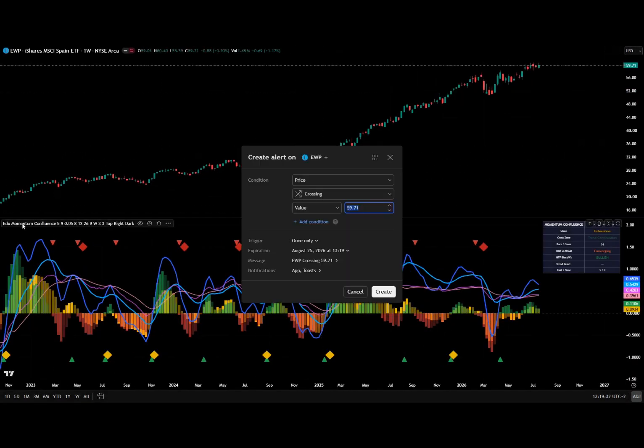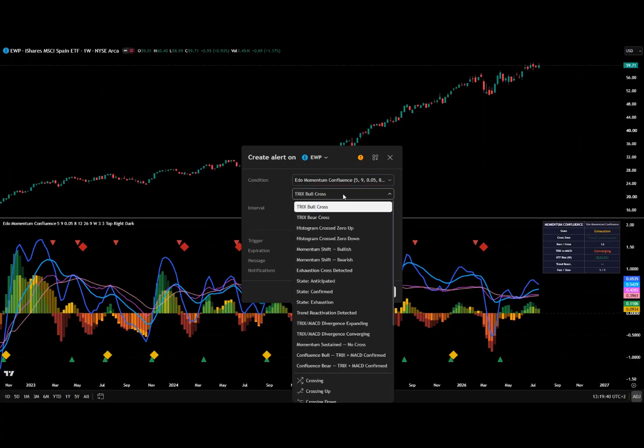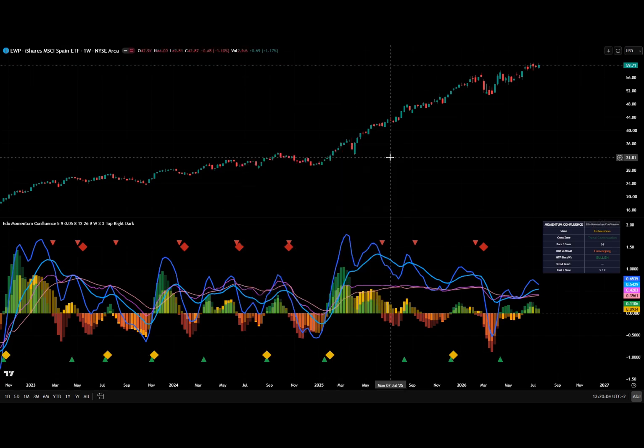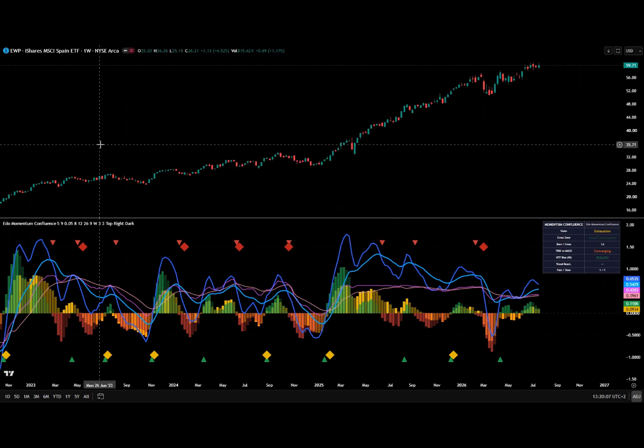The indicator ships with 16 alerts. Let's open the Create Alert dialog. The 2 crosses, the 2 zero-line crossings of the histogram, and the 2 momentum shift versions. The 3 states, anticipated, confirmed and exhaustion, plus trend reactivation and the 2 divergence readings. And the 2 we recommend, confluence bull and confluence bear, the diamonds we saw earlier. If you only take one alert from this indicator, take the confluence. It is the event the whole thing is built around.